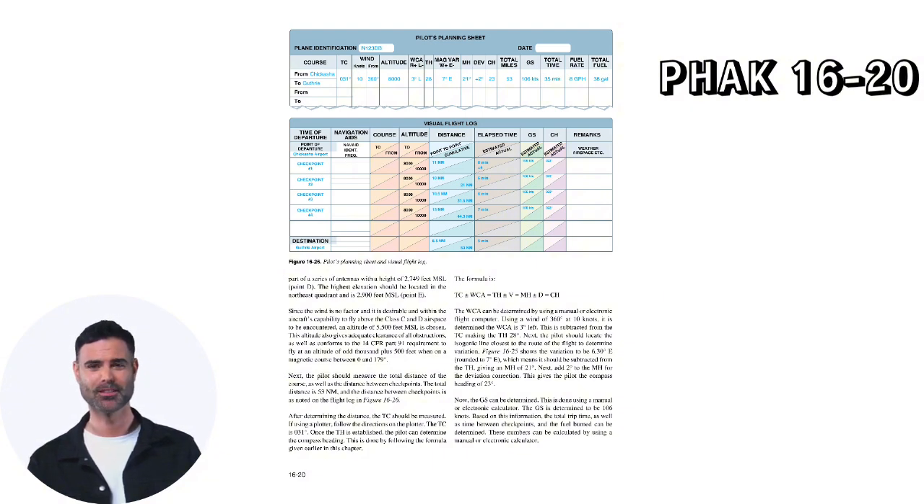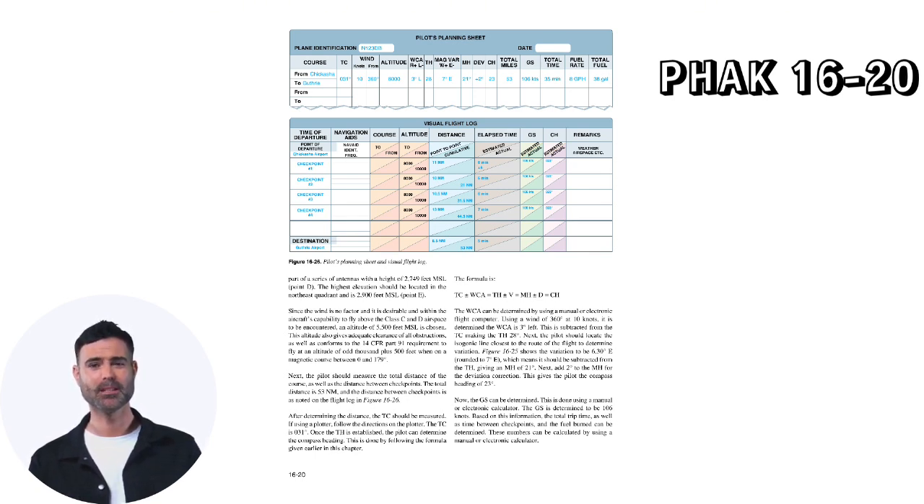The total distance is 53 nm, and the distance between checkpoints is as noted on the flight log in Figure 1626. After determining the distance, the TC should be measured. If using a plotter, follow the directions on the plotter. The TC is 031 degrees. Once the TH is established, the pilot can determine the compass heading. This is done by following the formula given earlier in this chapter.